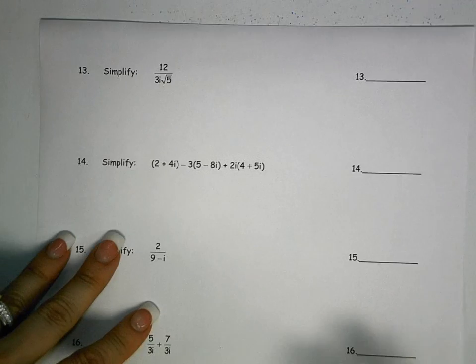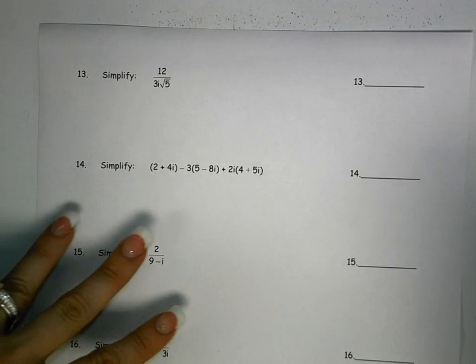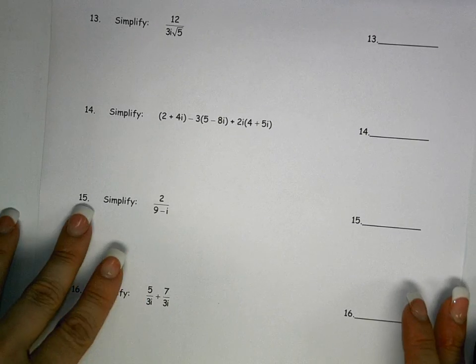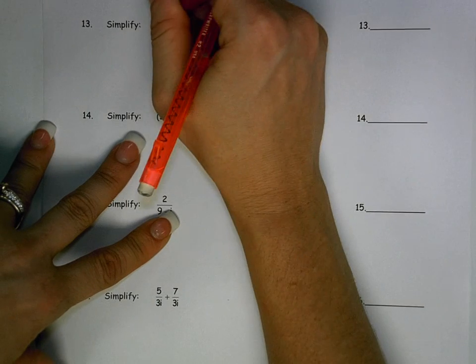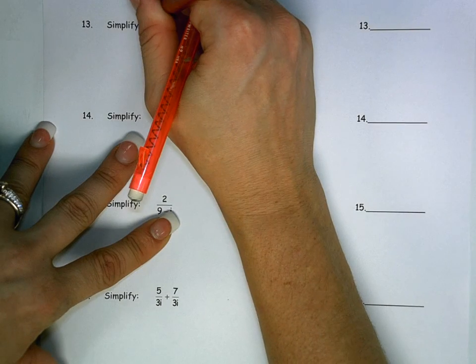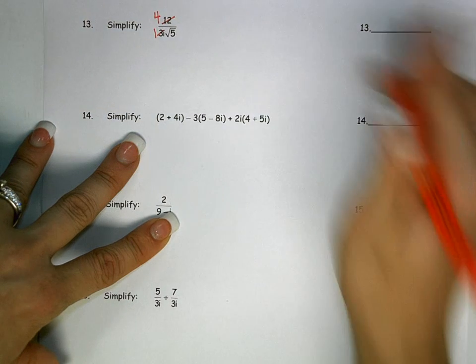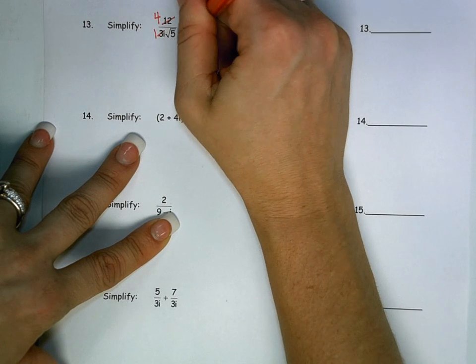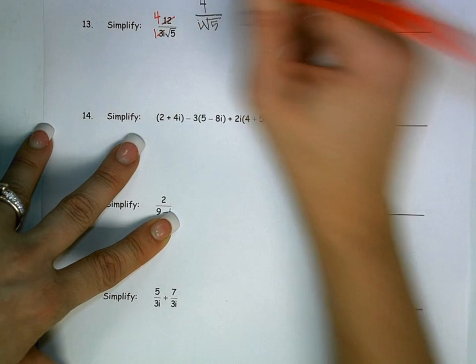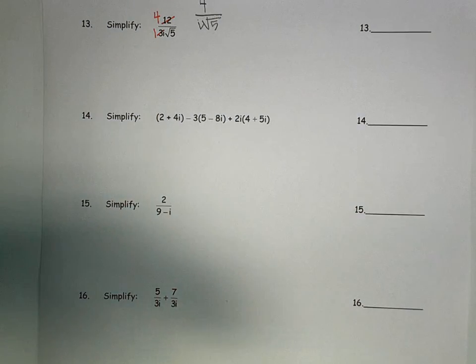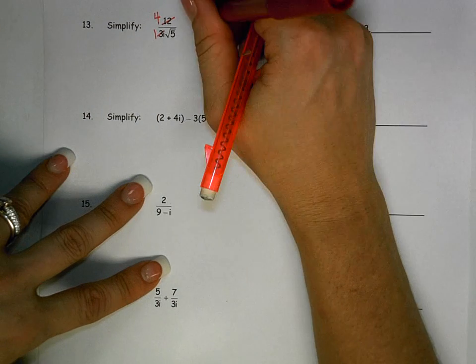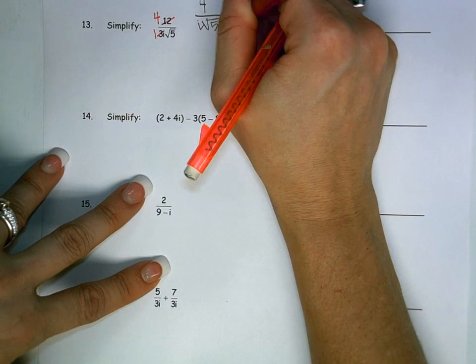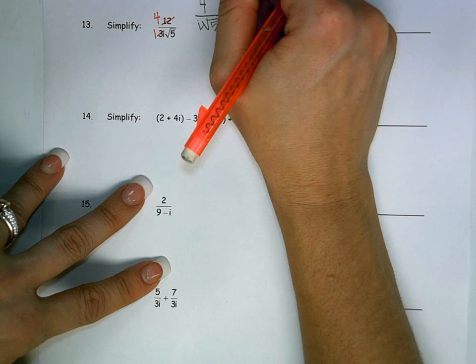Number 13, simplify. Simplify just means we need to get rid of the i's in the root and the denominator. Easiest way to do that is to start by reducing, so that reduces to 4 over i root 5. It makes it so we're going to have to multiply by a lot smaller numbers, which is just a little bit easier. So multiply by i root 5. Remember, this is called rationalizing the denominator.